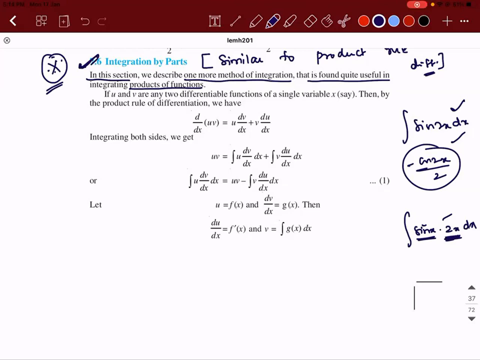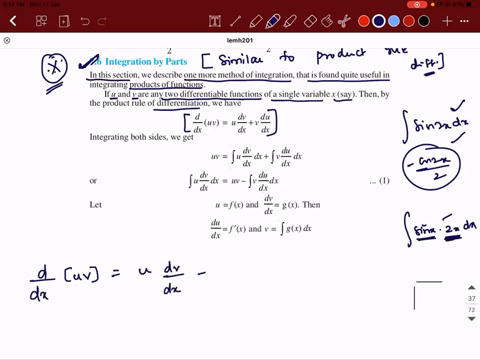Okay. Now see, suppose I have two functions u and v. If u and v are any two differentiable functions of single variable x, then by the product rule of differentiation, what can we say? Derivative of, listen to this, d by dx of u into v, where u is one function of x and v is another function of x, is equal to u into dv by dx plus v into du by dx. Right?